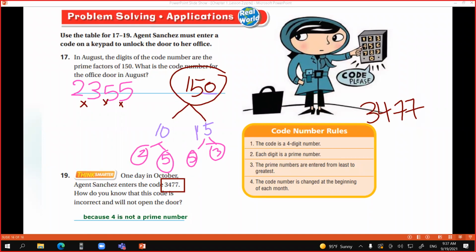Let's see why. Is it a 4-digit number? Are they 4 digits? Yes, Miss. Are they entered from least to greatest? Yes. 3, 4, yes. So are all the digits prime numbers? No, 4 is not a prime number. So that's why it's incorrect. Okay. Got it? Yes, I got it. Thanks, Miss.